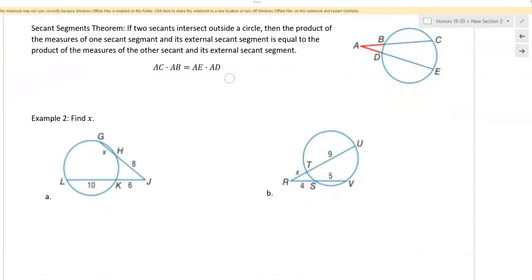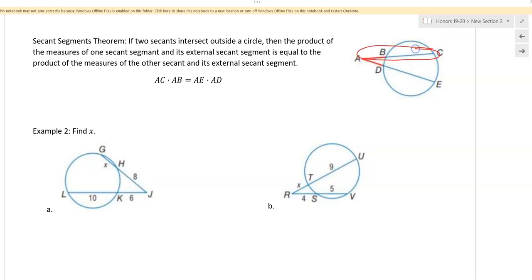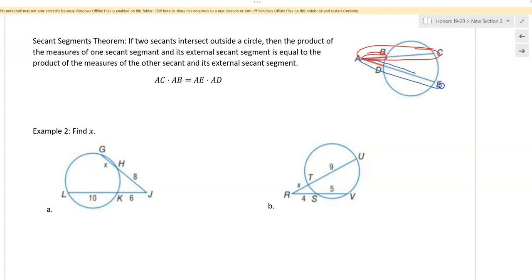Our next theorem, similar, right? If they're outside of the circle, then if two secants intersect outside a circle, then the product of the measures of one secant segment and its external secant segment is equal to the product of the measures of the other secant and its external. Okay? So we have to be careful here. This says AC times AB equals AE times AD. So this whole thing times this little piece is equal to this whole thing times this little piece.